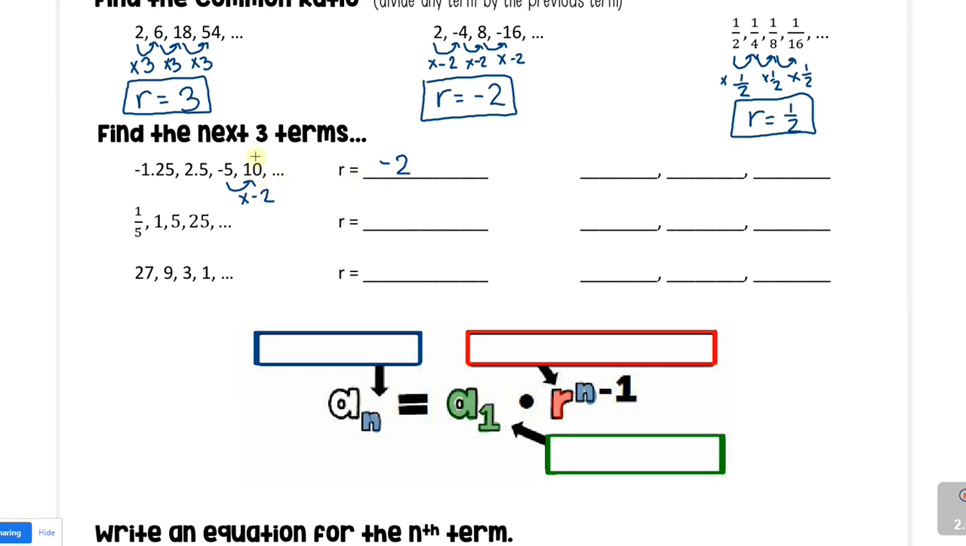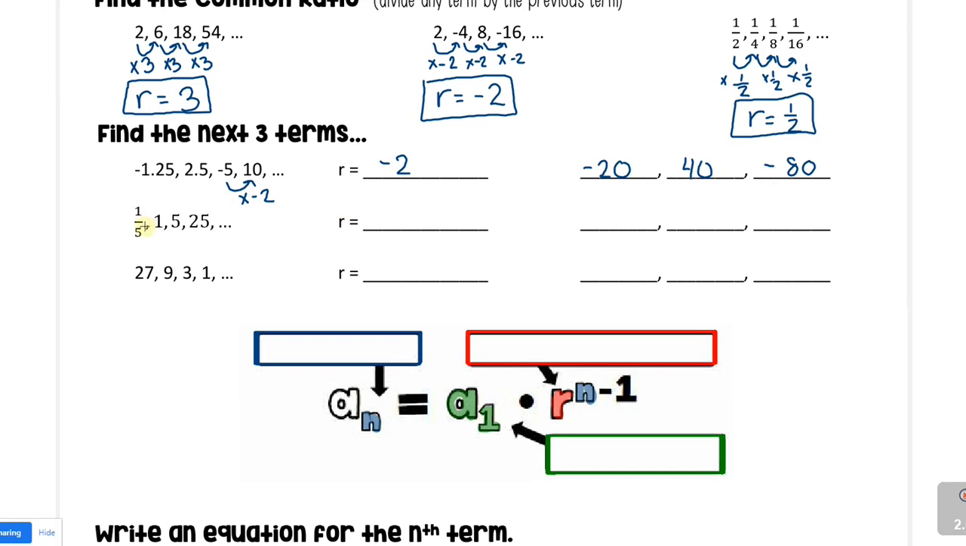Now we're multiplying from our last number. 10 times -2 gives us -20. Now, -2 times -20 gives us a +40. And -2 times +40 is -80. If you notice, if our common ratio is negative, it's going to alternate positive to negative in our sequence itself.